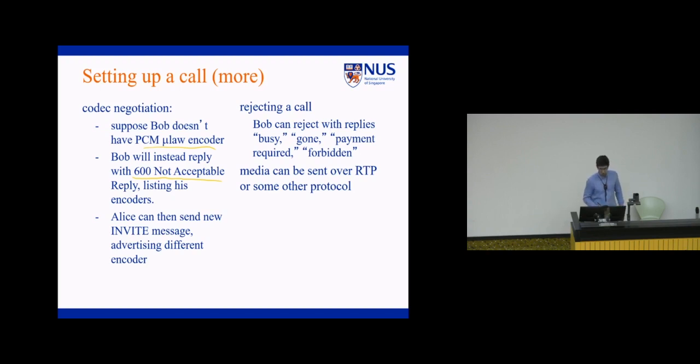Bob can also reject a call, and Bob can set up different responses for different caller IDs. For instance, if Bob's boss is calling before 6 a.m. in the morning, he can just automatically reject the call. And the media is sent over RTP or another protocol, it doesn't matter, but it is agreed on in the SIP messages. What protocol to use, what port number to use, what media format to use are all indicated in the SIP messages, and then the actual media is sent over another protocol.